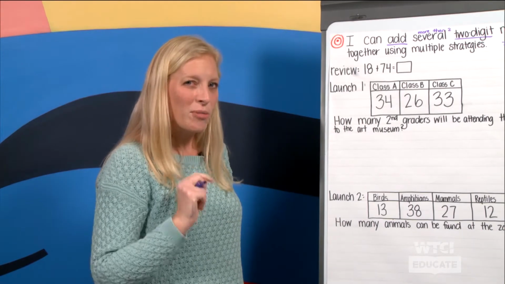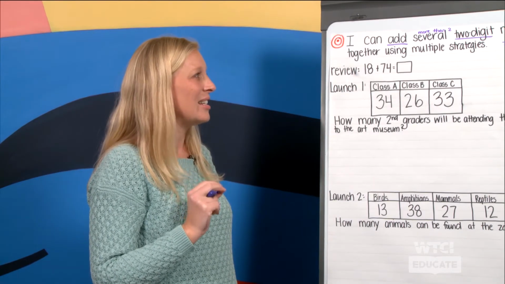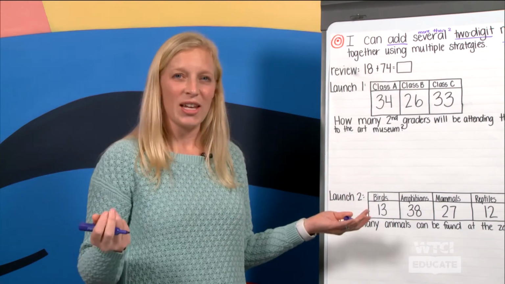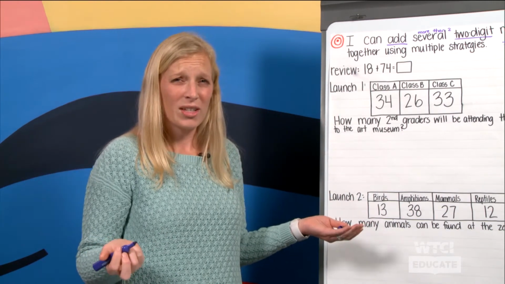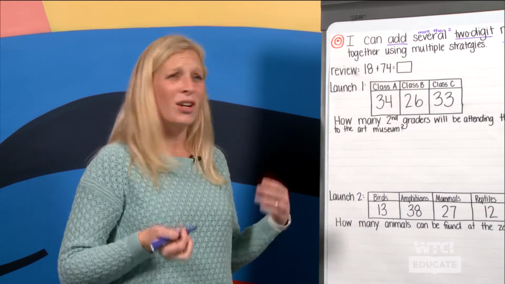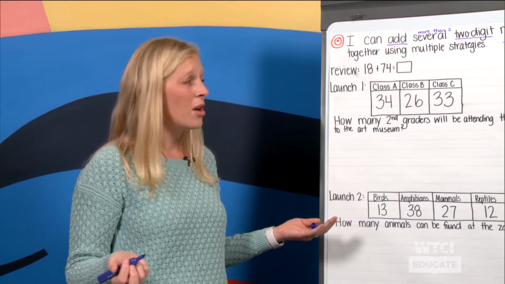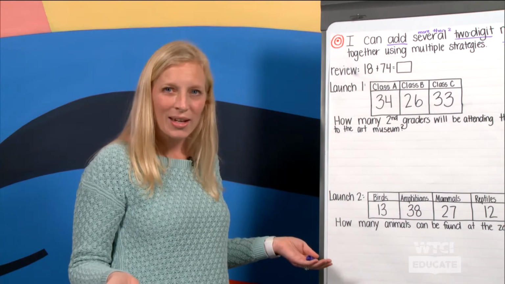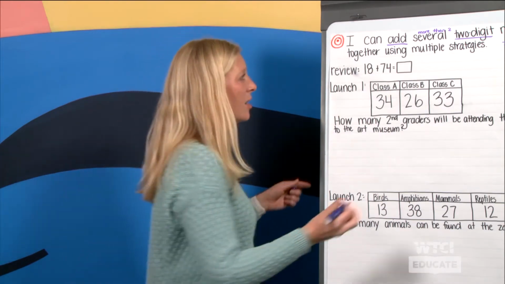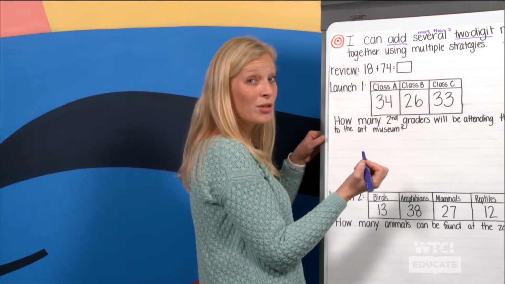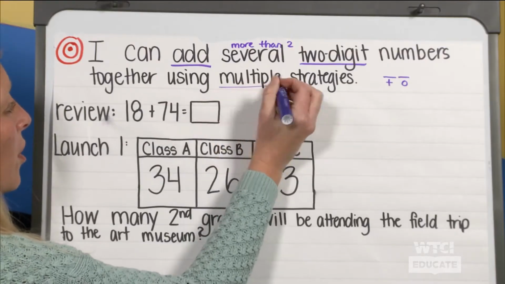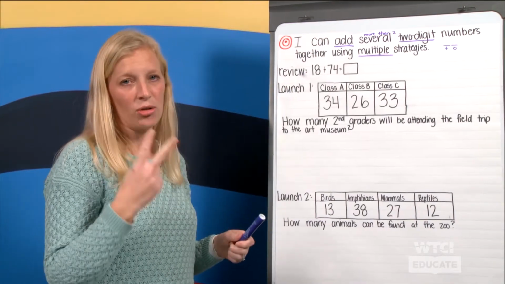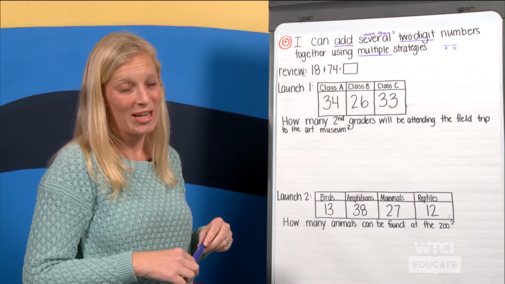The next thing I thought you might have a little bit of trouble with is the idea of using multiple strategies. A strategy is how we solve it. What is our tool in our toolbox? What is our trick to making sense of these problems? But we know that there's more than one way to solve these problems. So today, with our several two-digit numbers, we're going to be showing at least 2 different ways to add these numbers together.